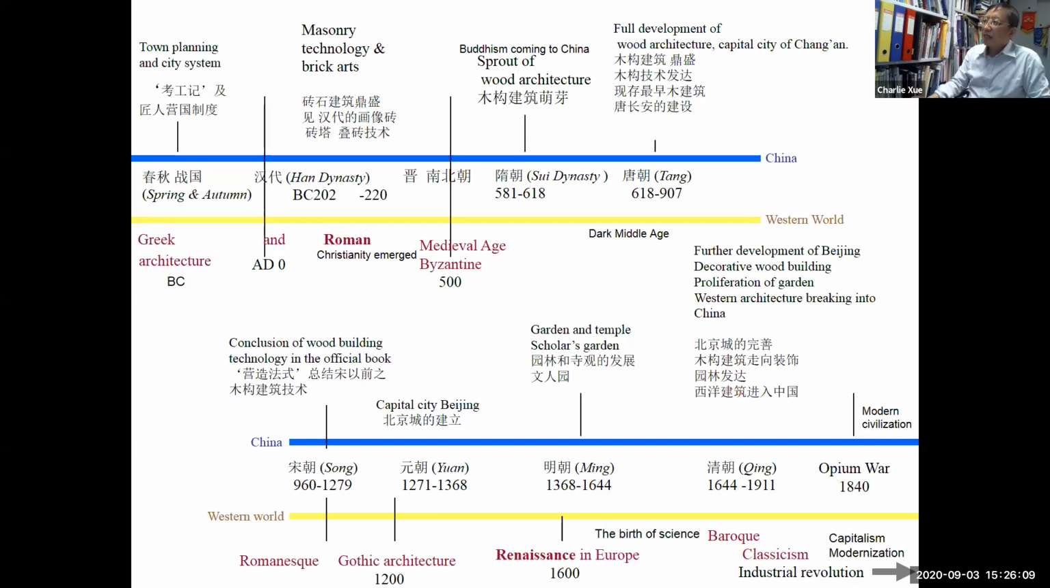And Chinese architecture, you can also say Asian architecture, also stopped at that time, because 1840 is important for Chinese history. That is the Opium War and the ceding of Hong Kong. This is the beginning: China entered the modern period.